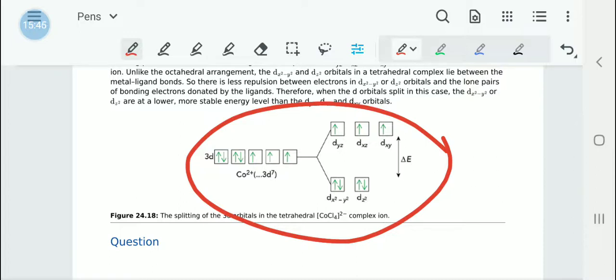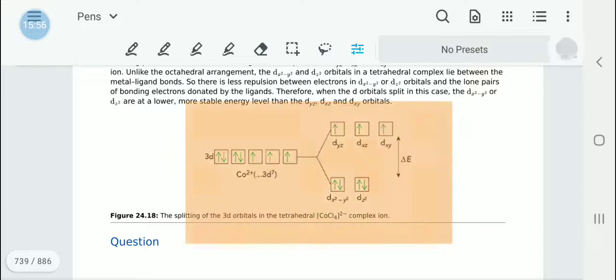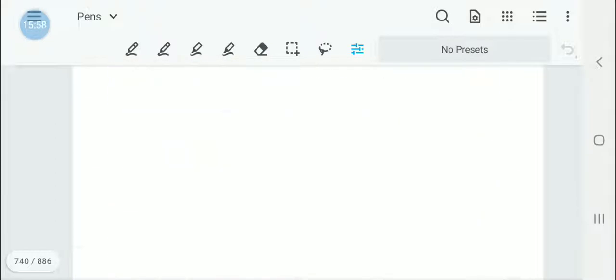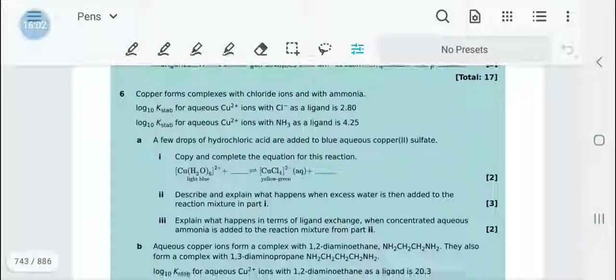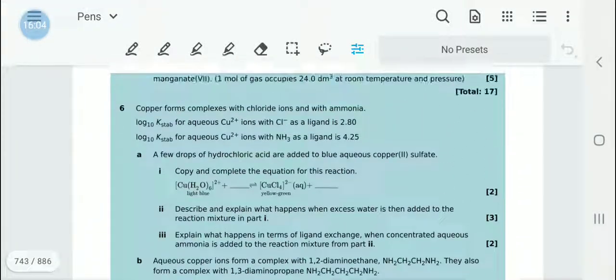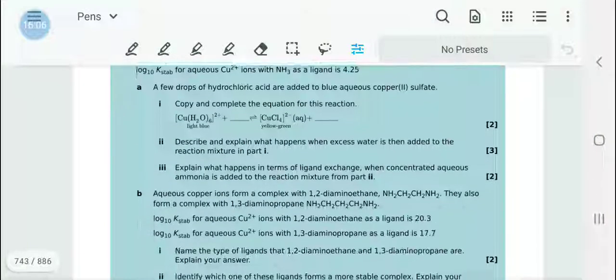If you don't understand anything, or if you are confused, or if you have any doubts, please let me know, then I will explain it further. So that is the end of this chapter. Please do the questions at the end of the chapter and all of the in-chapter questions.